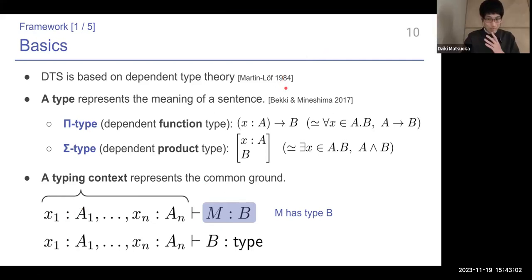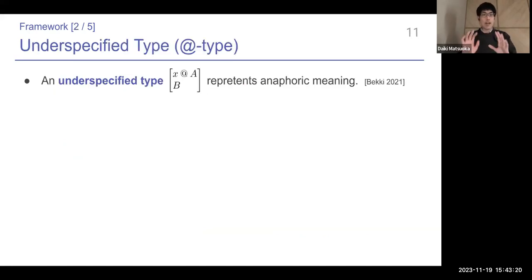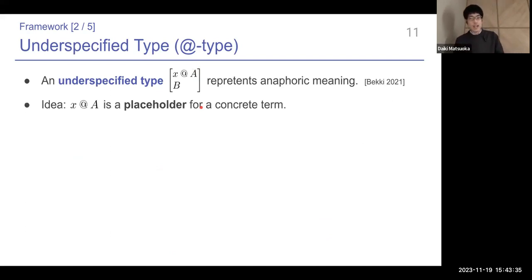Okay. Going back to the slides, we can express the well-formedness of a type inside the theory at the object level. So we can express something like: under this typing context, B is well-formed as a type. All right, this is the foundation. And on top of this theory, DTS introduces an underspecified type, or an aspirant type. This type is denoted with square brackets and an aspirant, and it represents anaphoric meaning. The idea is that this X is a placeholder for a concrete term of type A.